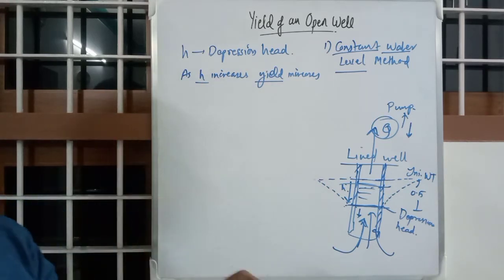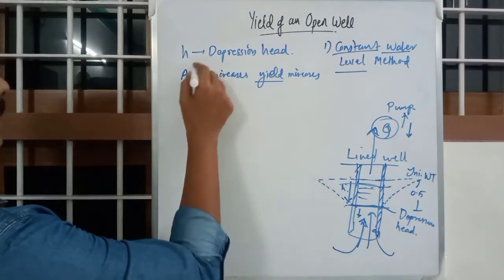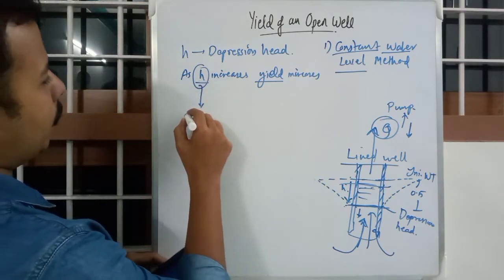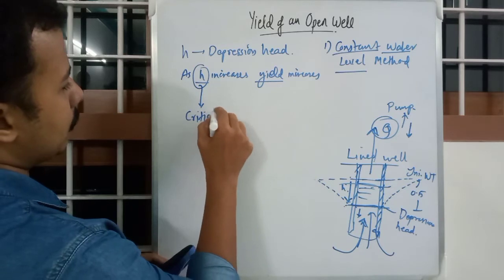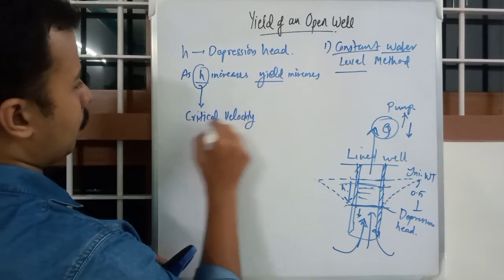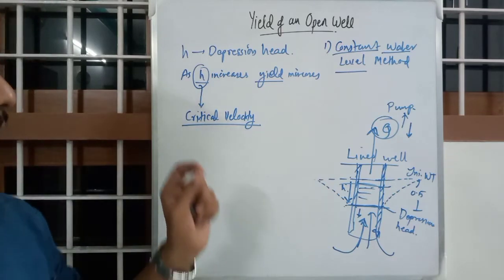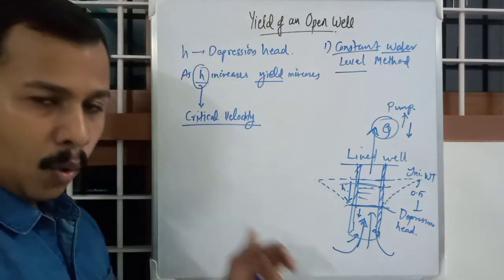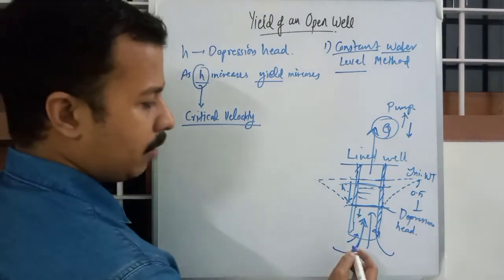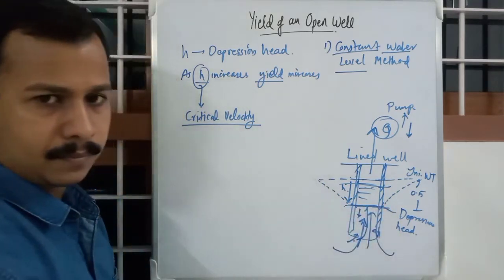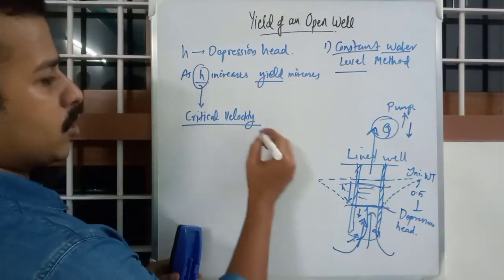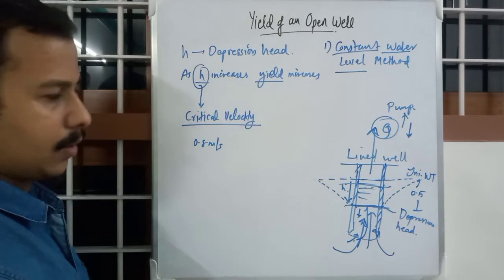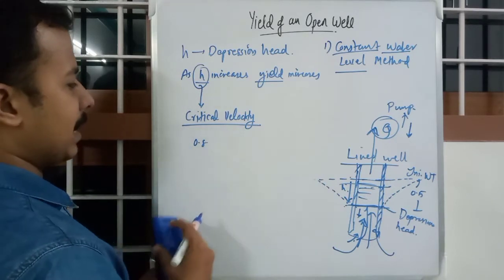You also cannot increase H beyond a certain value because there is a parameter called critical velocity. Critical velocity is the velocity at which water passes through the soil. Over that critical velocity, soil will be dislodged and come out with the water. Suppose the critical velocity of this particular soil is 0.8 meter per second, say 0.8 or 0.8 centimeter per second.